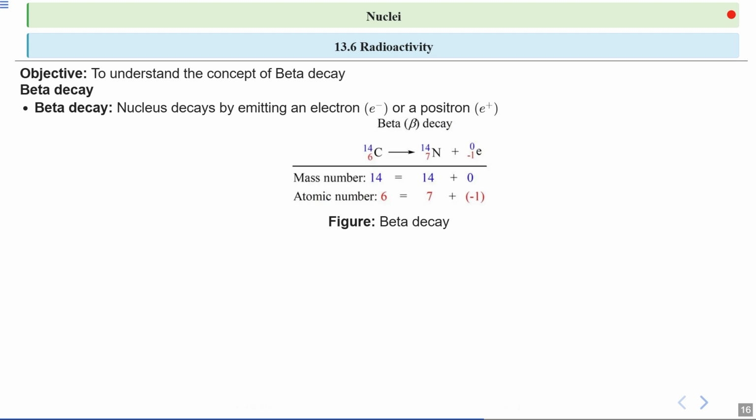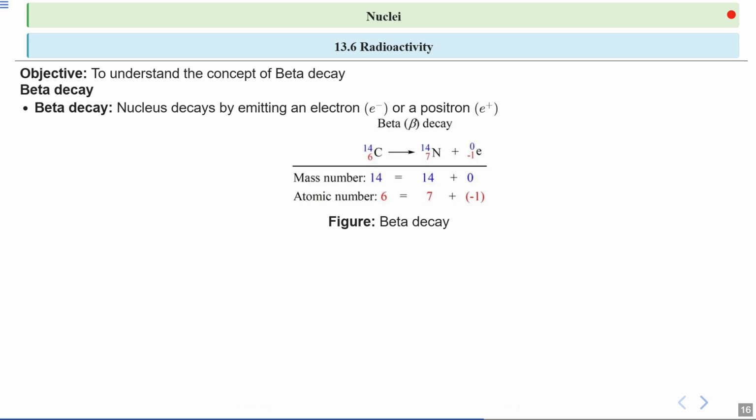In beta decay, the nucleus emits either an electron, which we call a beta minus particle, or a positron, which we call a beta plus particle. Take a look at the image. This shows the emission of a beta particle from the nucleus. Notice how the nucleus changes as a result of the emission.